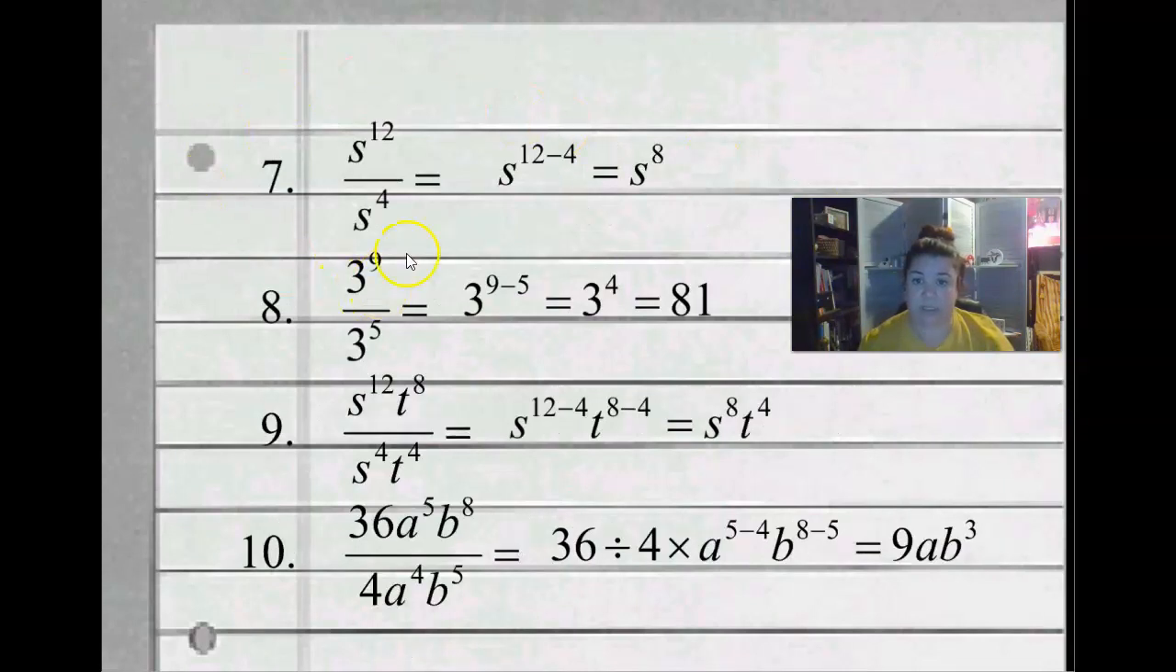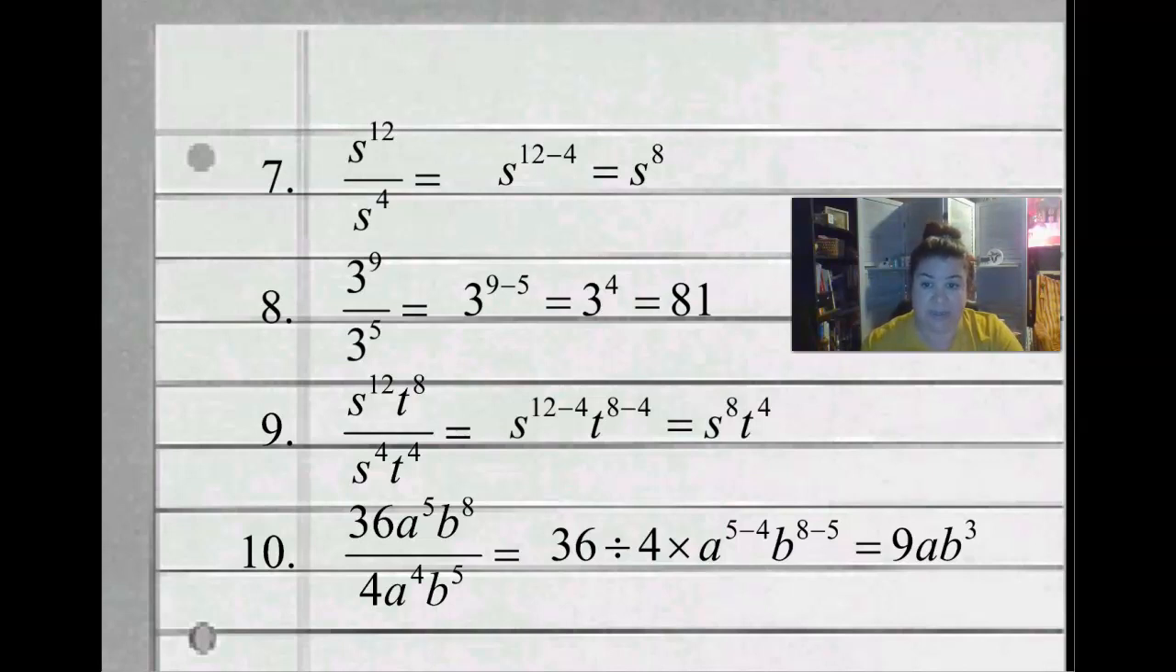Okay, number 7. Now, division is subtraction. Remember, division is subtraction when it comes to exponents. So we're just doing 12 minus 4, and that's 8. We don't know what the number is, it's just s. So you just keep the s, and it's s to the 8th power.